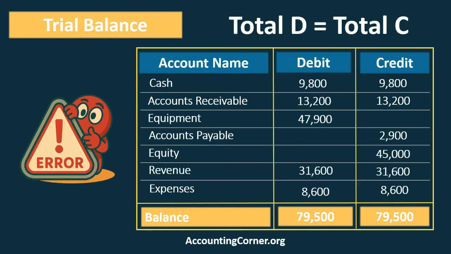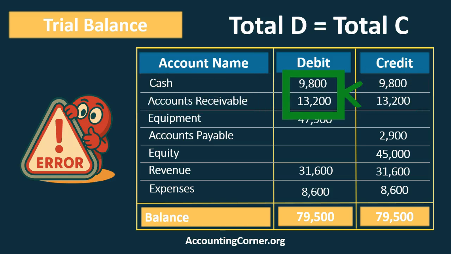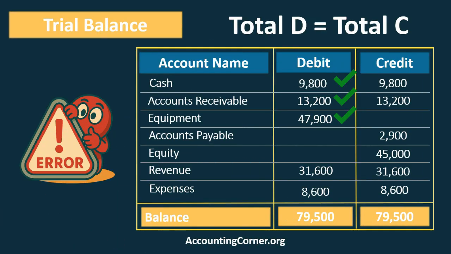Now let's correct the trial balance by placing each account on the proper side. Cash and accounts receivable are assets, so their balances are moved from the credit side to the debit column. Equipment also stays in the debit column, because it's another asset. Accounts payable and equity remain in the credit column, exactly where they belong.